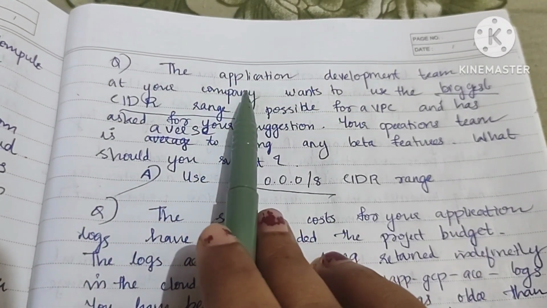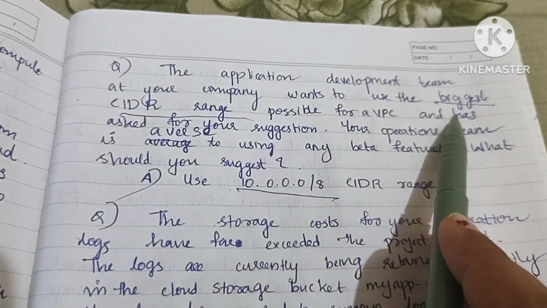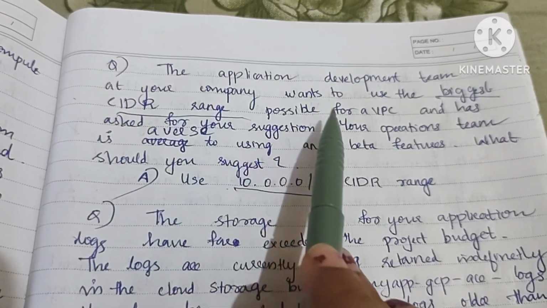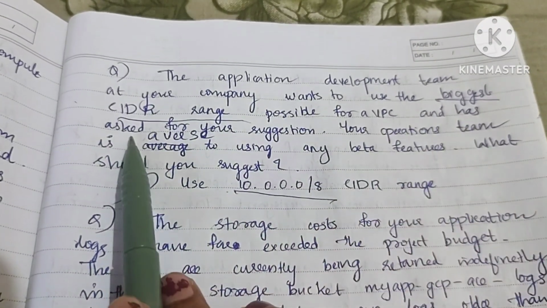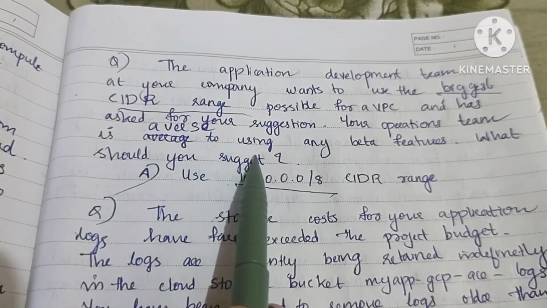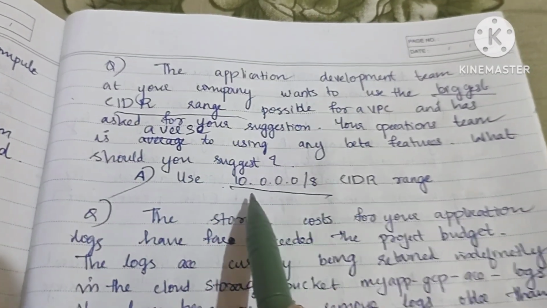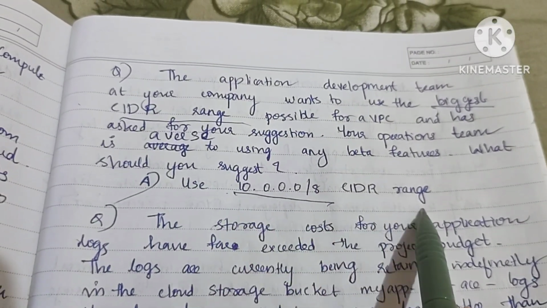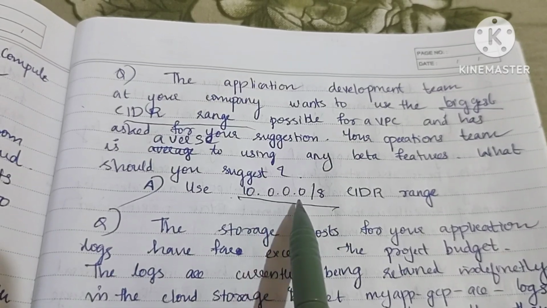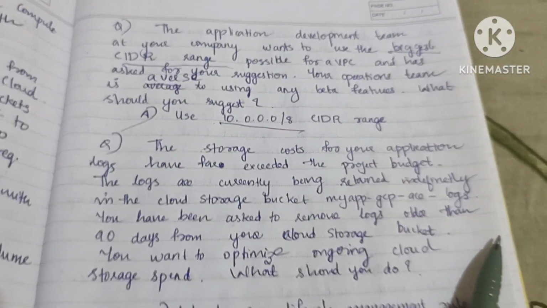Next question. The application development team at your company wants to use the biggest CIDR range possible for a VPC and has asked for your suggestion. Your operation team is averse to use any beta features. What would you suggest? We can suggest this CIDR range: 10.0.0.0/8. We can suggest this.